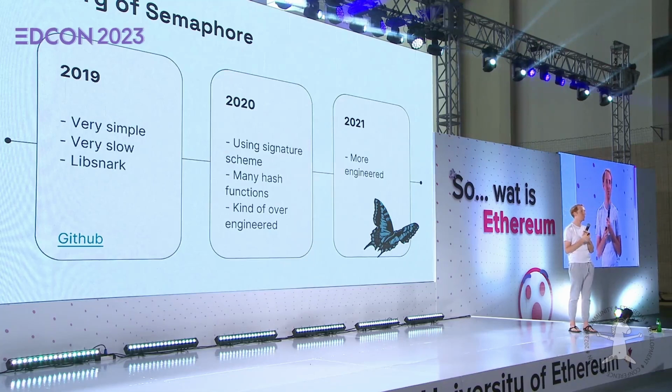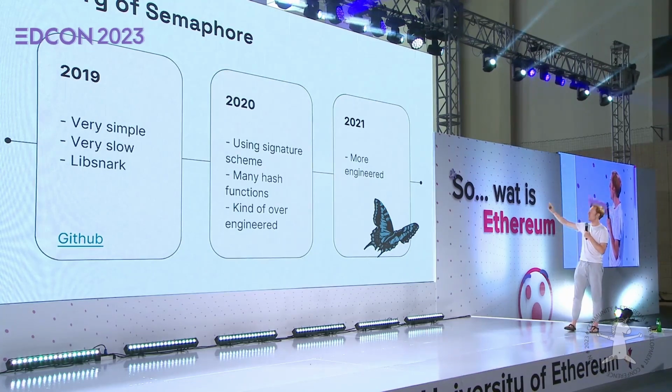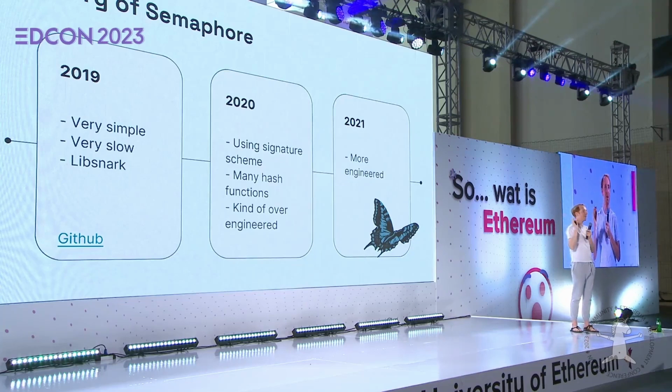It took a long time to make proofs, and it also had a lot of these weird dependencies that you needed to worry about. For example, you had to make a signature and then verify the signature inside a ZKP, which was complicated. And in 2021, we made a better version of this, which was just very simple.